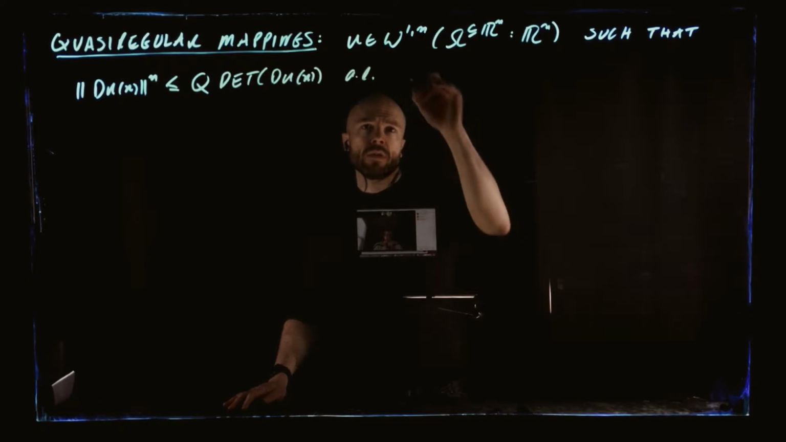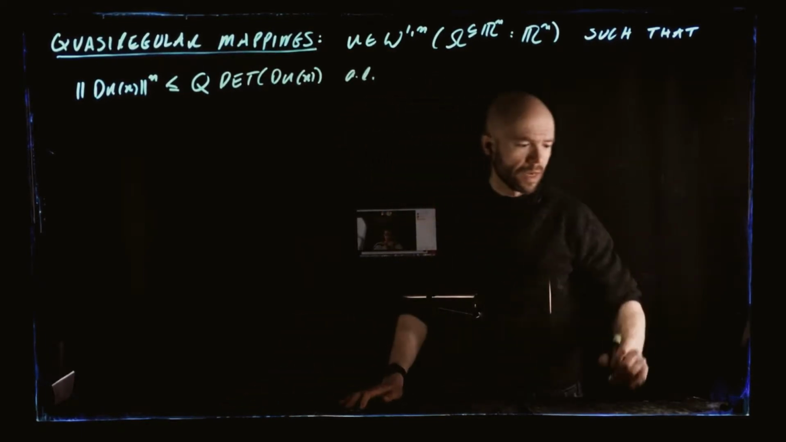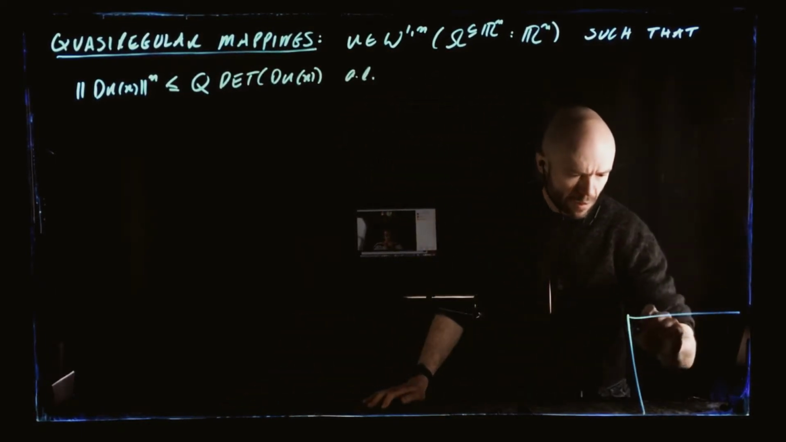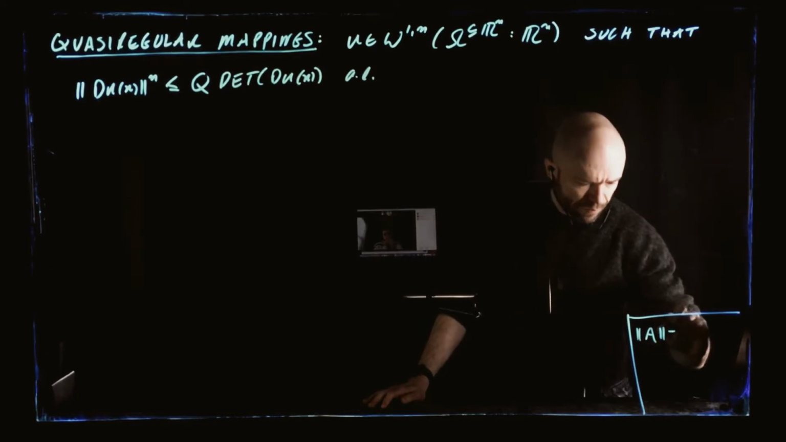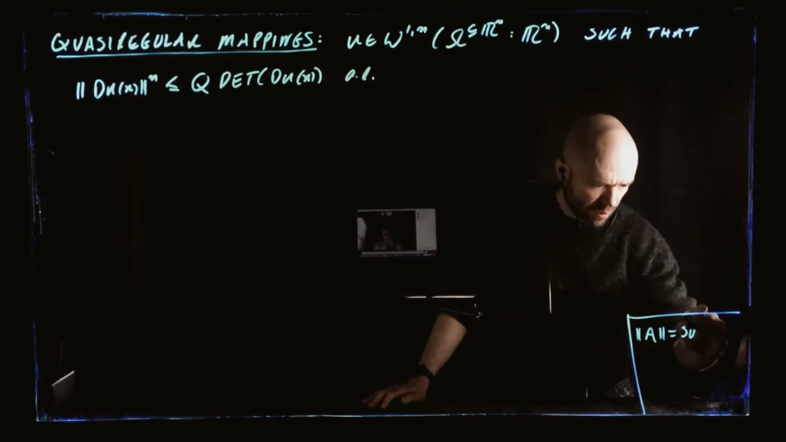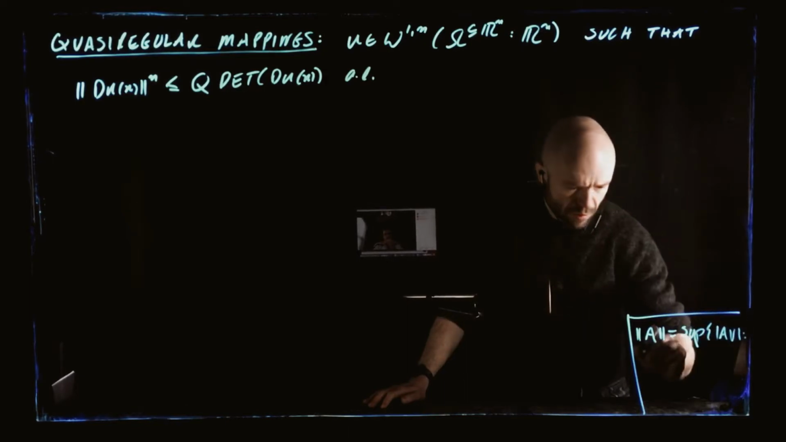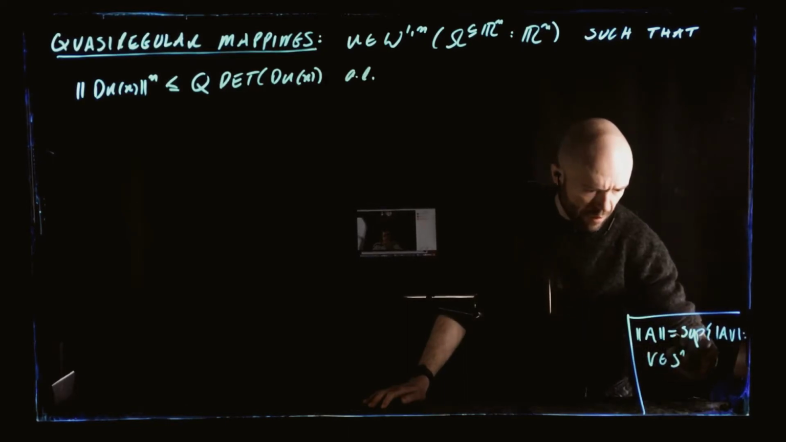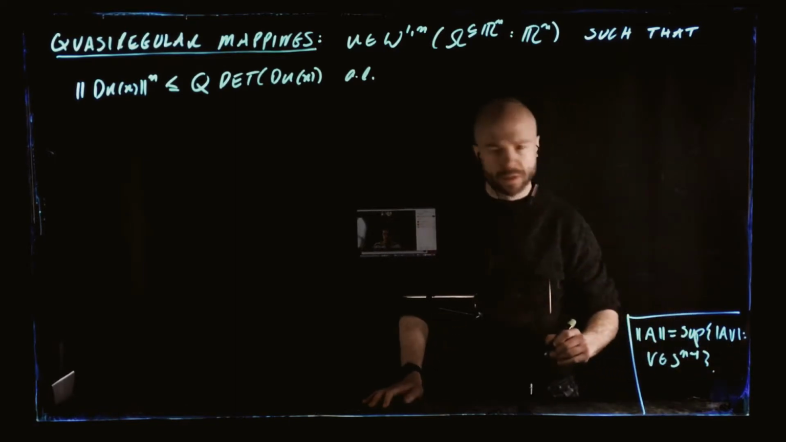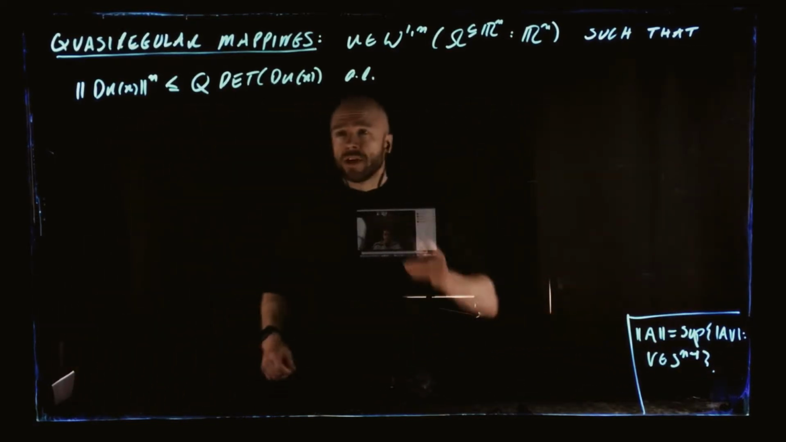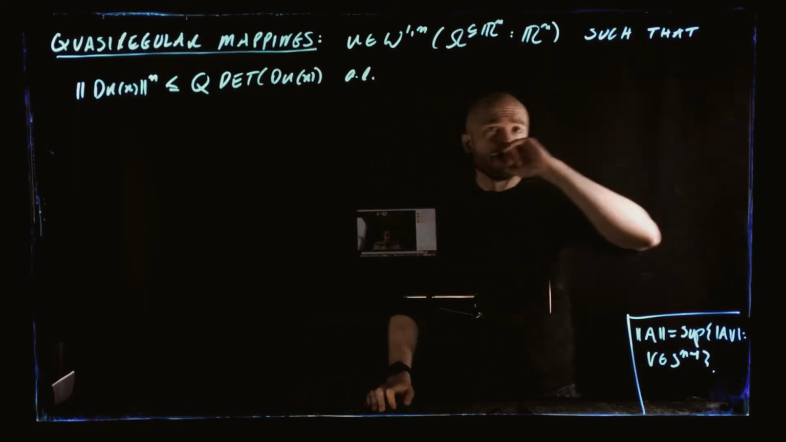Okay. So maybe I just put the aside here. So when we write this, we're going to mean the sup over v belonging to S^{n-1}. This is what I call the operator norm of the matrix. Okay. And the picture was this.